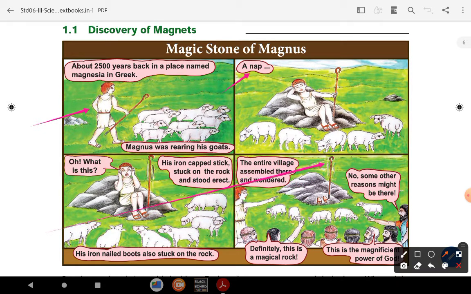But see children, what happened? The stick is standing straight, erect. The shoes are also stuck on the rock. So this is the starting for the discovery of magnets.